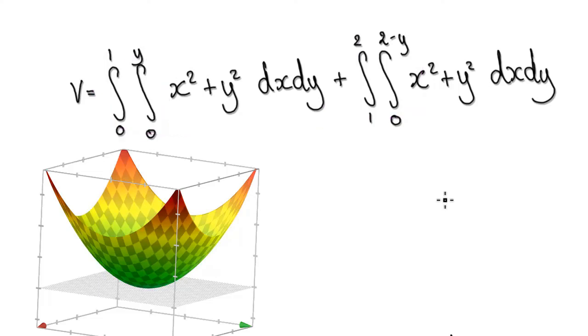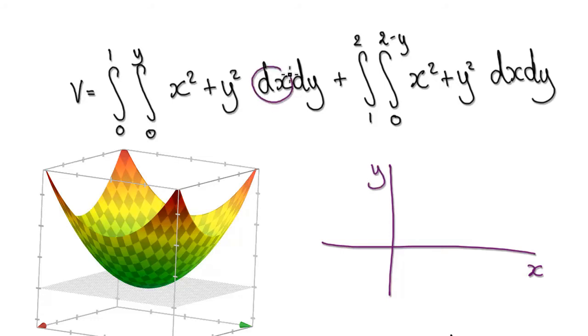So let's try and sketch a graph. So this is x, this is y. dx would mean that this would be x equals something, x equals something. The outer integral, dy, would mean y equals something, y equals something. Same goes over here. It's going to be x equals something, x equals something. And then it's going to be y equals something, y equals something.